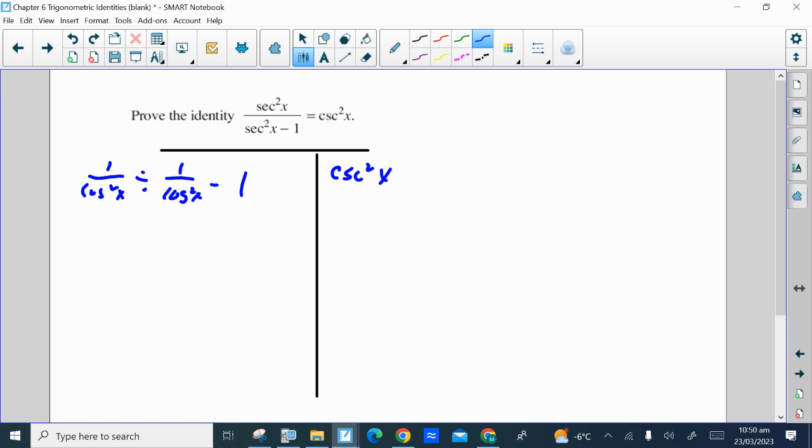Some of you might be wondering, why can you not just cancel the secant squared x to start with? Well, if you did that, you're going to get 1 over negative 1. But the point is, you cannot do that. You cannot cancel part of a binomial. Okay? If you say that you want to cancel sec squared x on top and bottom here, what you're really saying is if you had an expression like 2 over 2 minus 1, you're saying, well, I can cancel the 2's. And I'm left with 1 over negative 1, which is negative 1.